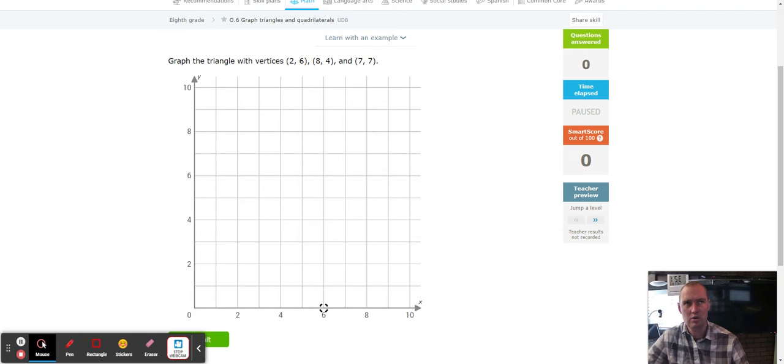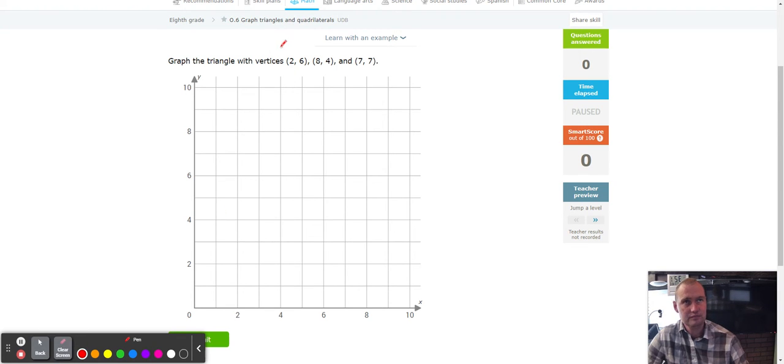Today we're working on O.6, graph triangles and quadrilaterals. This should be a pretty easy, straightforward IXL because all we're going to do is graph either a triangle or a quadrilateral. A triangle is a three-sided polygon and a quadrilateral is a four-sided polygon. All right, let's go ahead and get started.